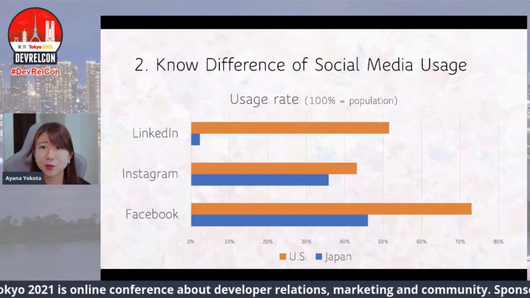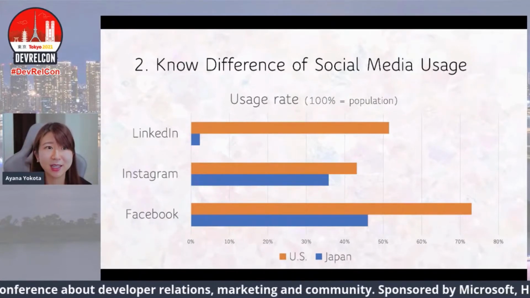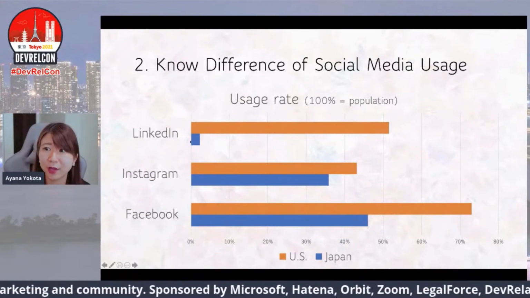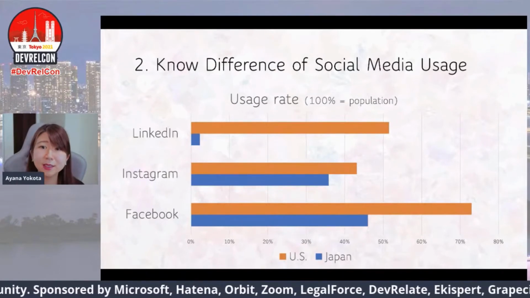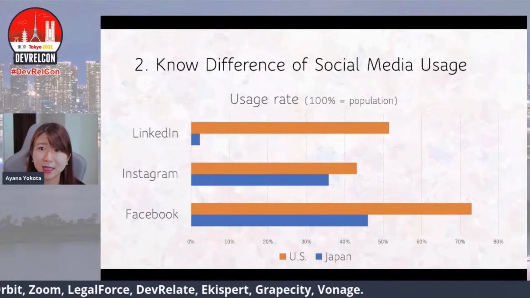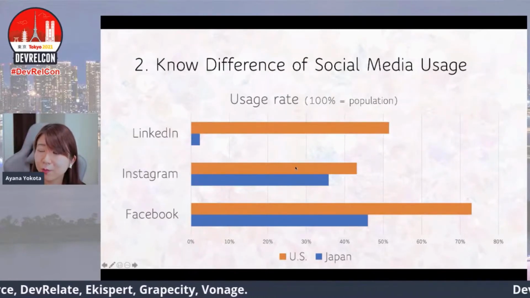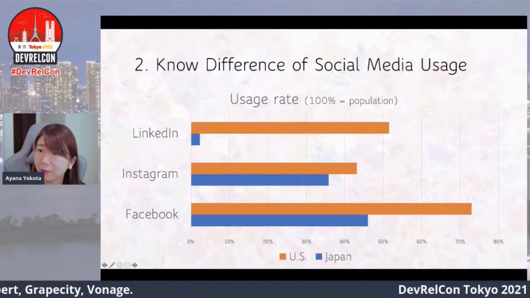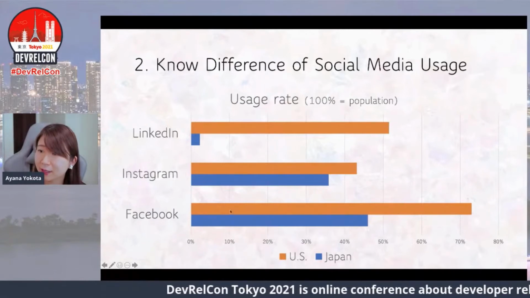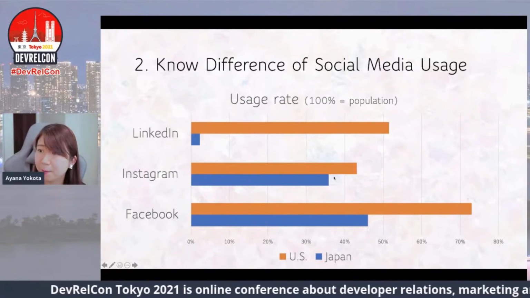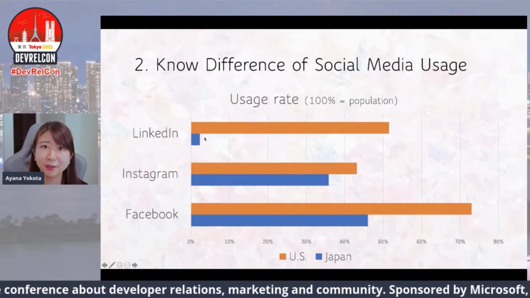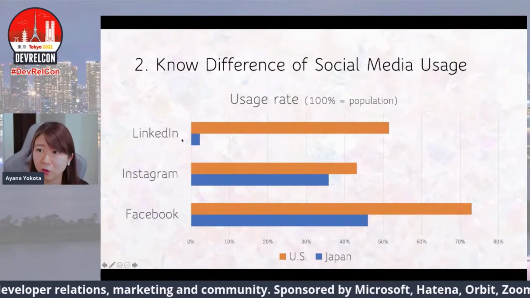LinkedIn is not so used in Japan, as this graph says. Look at the first blue rectangle here. This shows how many Japanese people use LinkedIn. Very small, isn't it? To compare, I put the same info for Instagram and Facebook, but still, they are fewer, but LinkedIn is totally few. It has a small population.